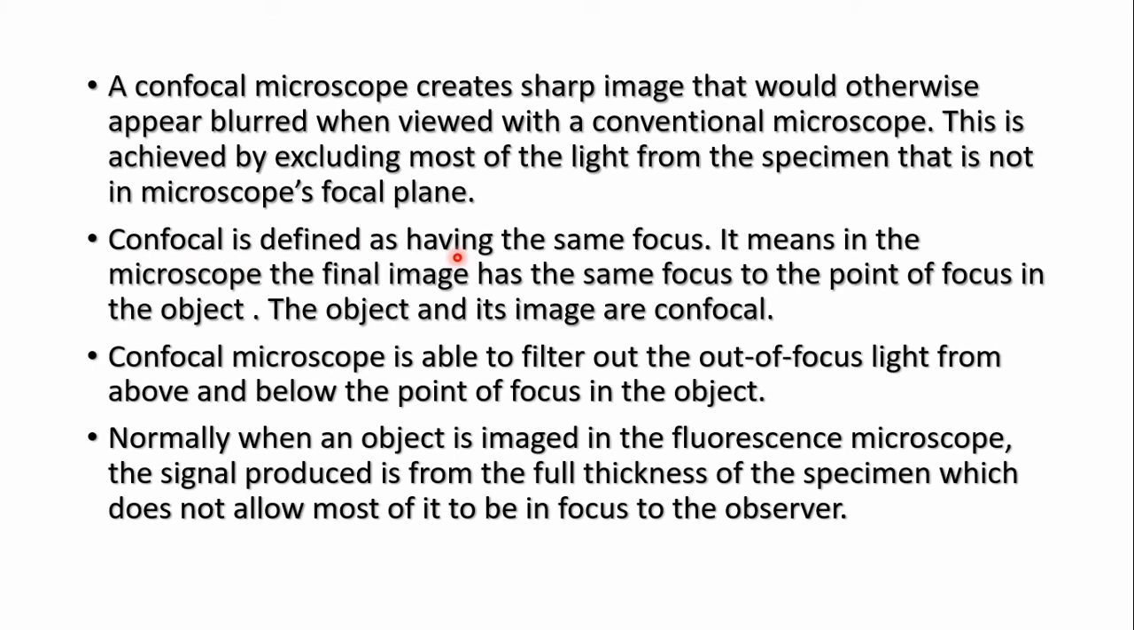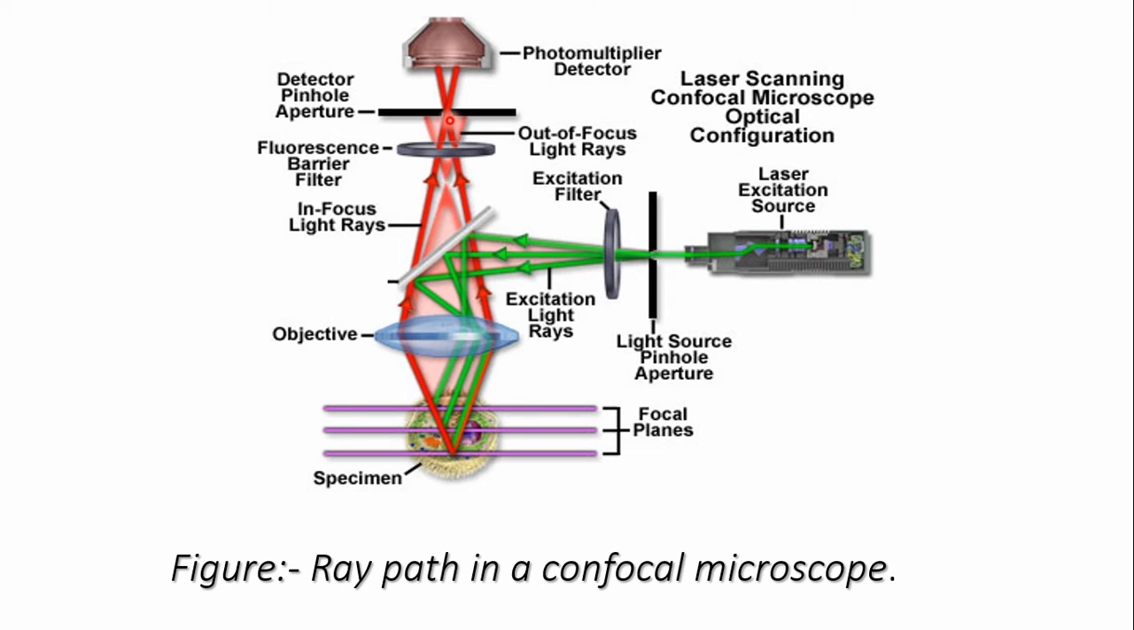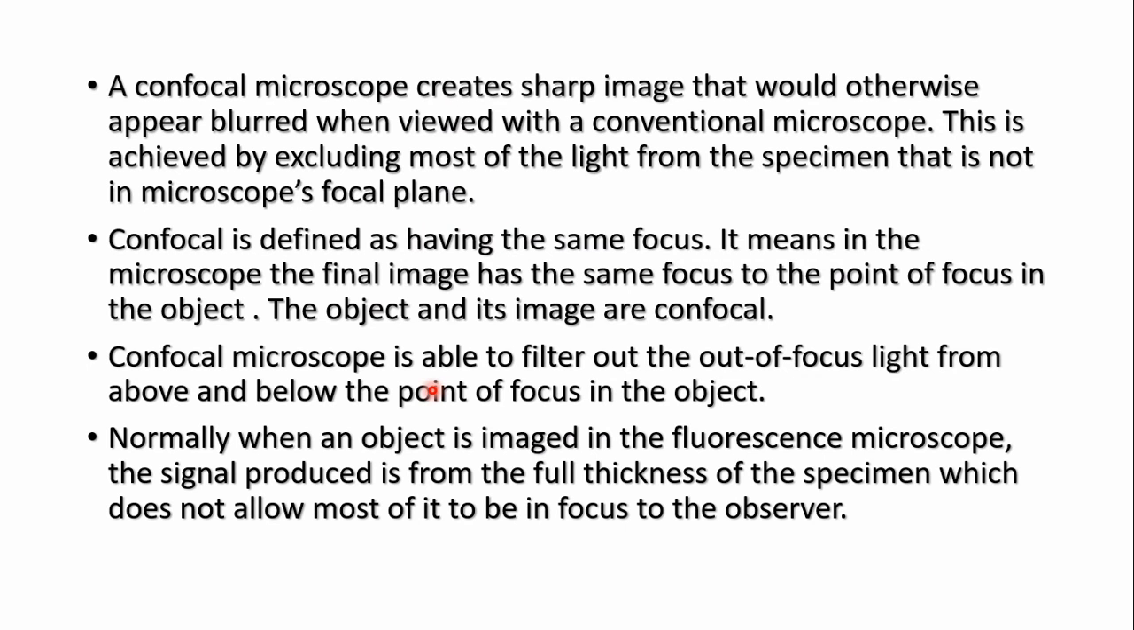Confocal is defined as having the same focus. So the name confocal itself tells us that it is a microscope having the same focus. What is the meaning of same focus here? That is, the focus of the image and the focus of the object will be the same. That's why the name confocal is given to this kind of microscopy. So the confocal microscope is able to filter out of focus light from above and below the point of focus in the object, right? That's why it will produce high resolution images.